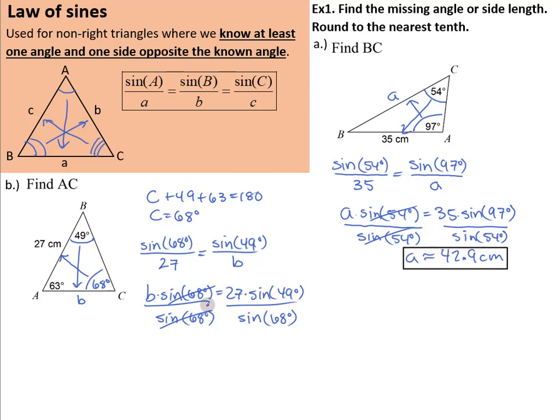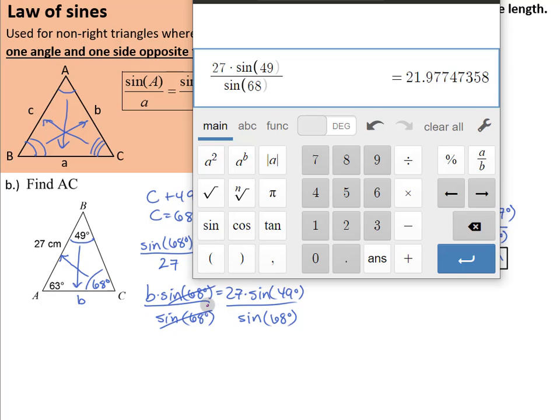So let's go type that in. Okay, so we got it all typed in there. 27 times the sine of 49 degrees over the sine of 68 degrees. And again, the calculator knows it's in degree mode, so it knows those angles are degrees. And rounding to 1 decimal place, well, actually, because of this 7, we need to round that 9 up to a 10, which moves that up to a 22.